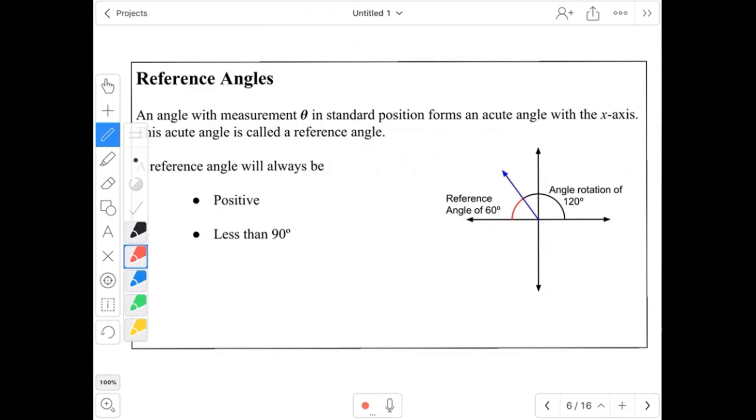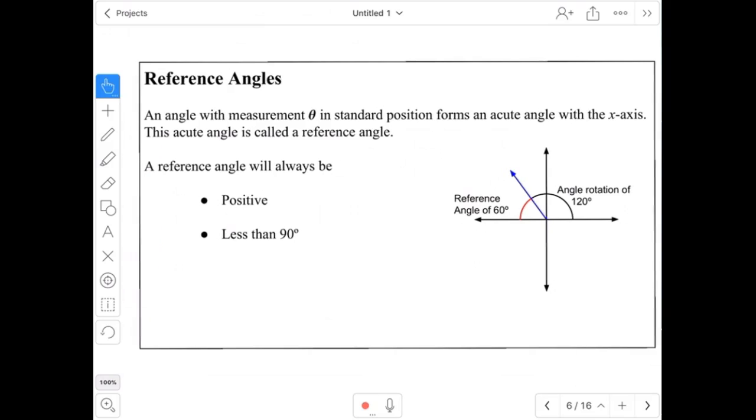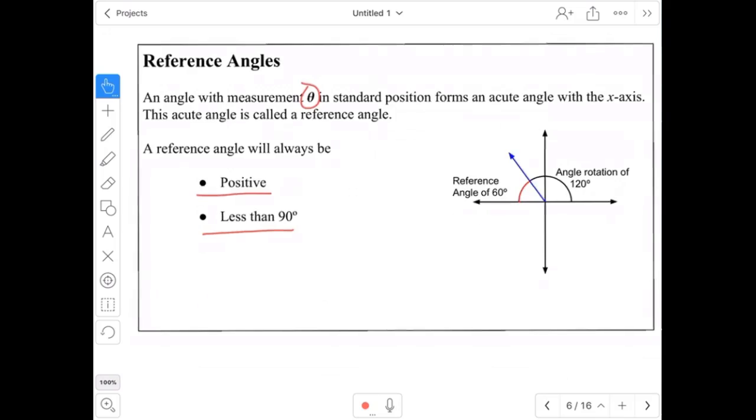So one thing I want to point out, besides what they have on this slide, I guess let me back up a little bit. An angle with a measurement, this little guy right here, that's theta. That's a Greek symbol that we use to talk about different angles. So an angle measurement in standard position forms an acute angle with the x-axis. That would be a reference angle. So a reference angle will always be positive. It'll always be less than 90 degrees.